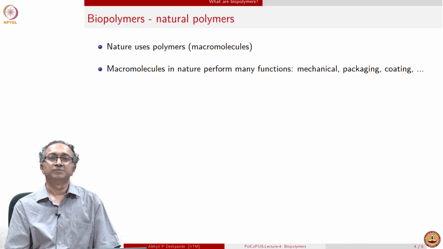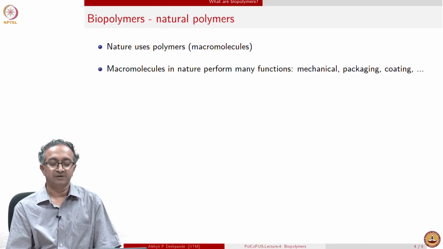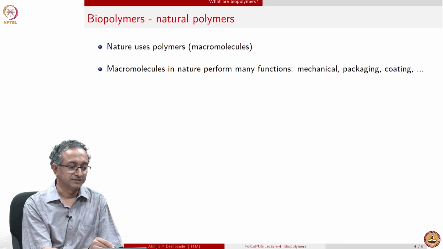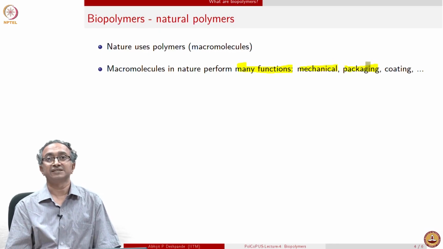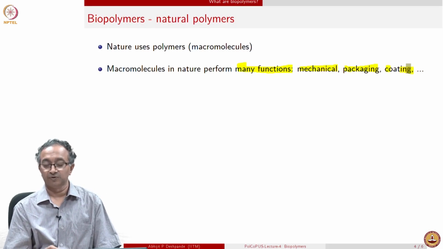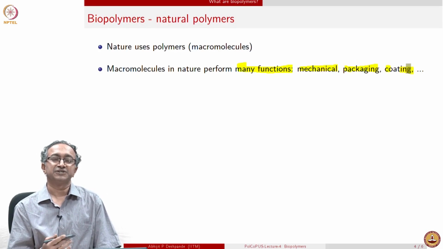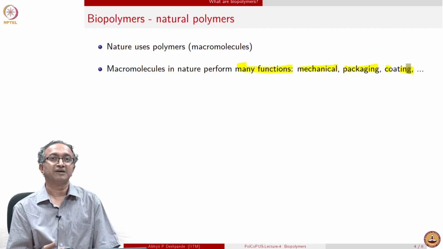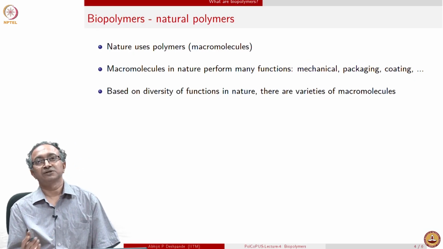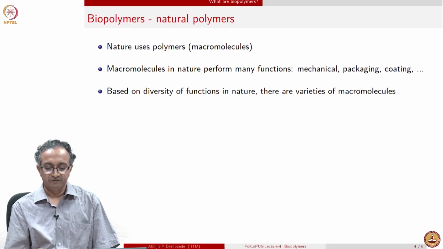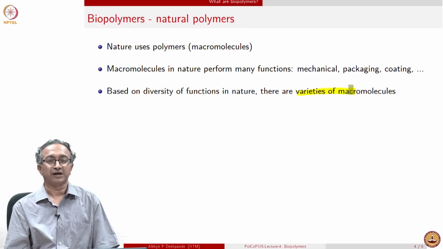And these polymers or macromolecules in nature perform very important and varied functions. They are very diverse, and they can perform a mechanical role, a barrier role, what we need, let us say, for a packaging material. They can also provide a protective coating, conductivity, and optical performance. Basically, whatever we need from an application point of view, all those roles are performed by macromolecules in natural conditions also. And based on the diversity of the requirements, we also have a variety of macromolecules.